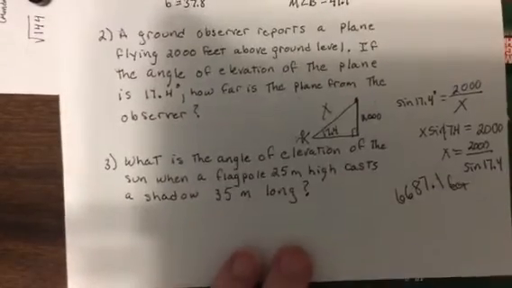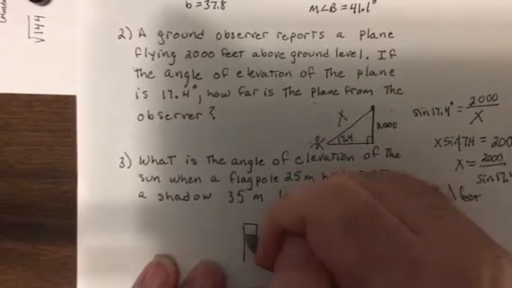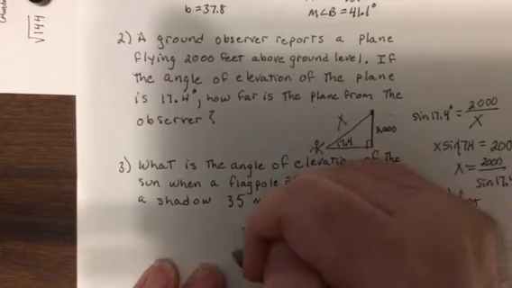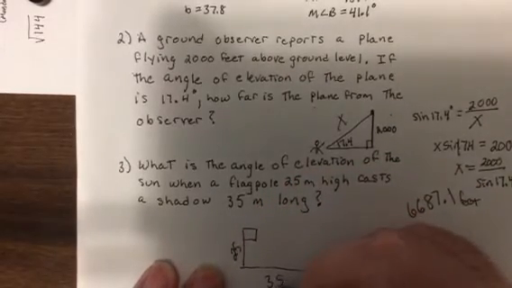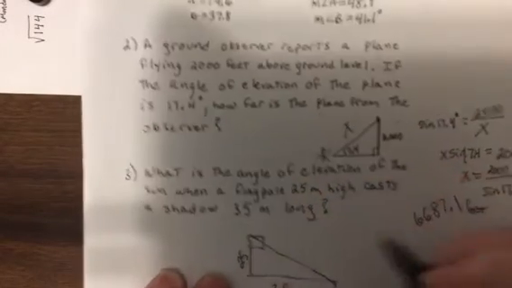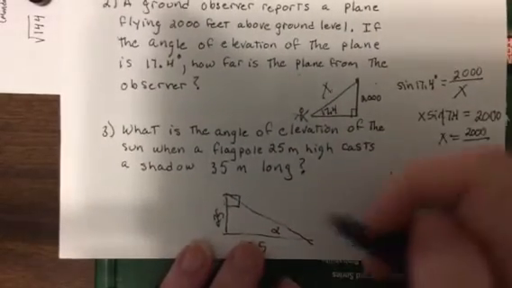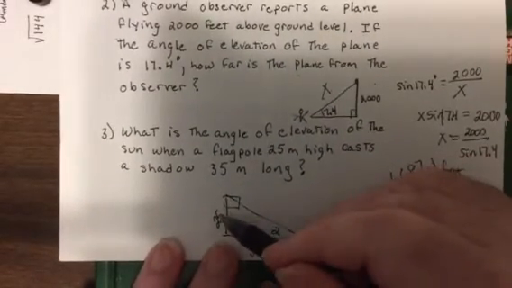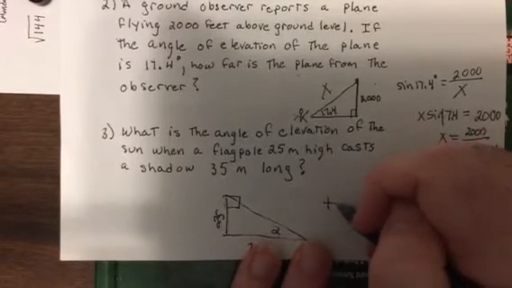Now the next one. What is the angle of elevation? Ooh, another one. We have a flagpole. And we know it's 25 meters high, and its shadow is 35. Shadow is along the ground. Elevation is always with the ground up, so we're looking for this. I'll use a Greek letter to be fancy. So what's opposite over adjacent? You should know your trig. That's tangent.